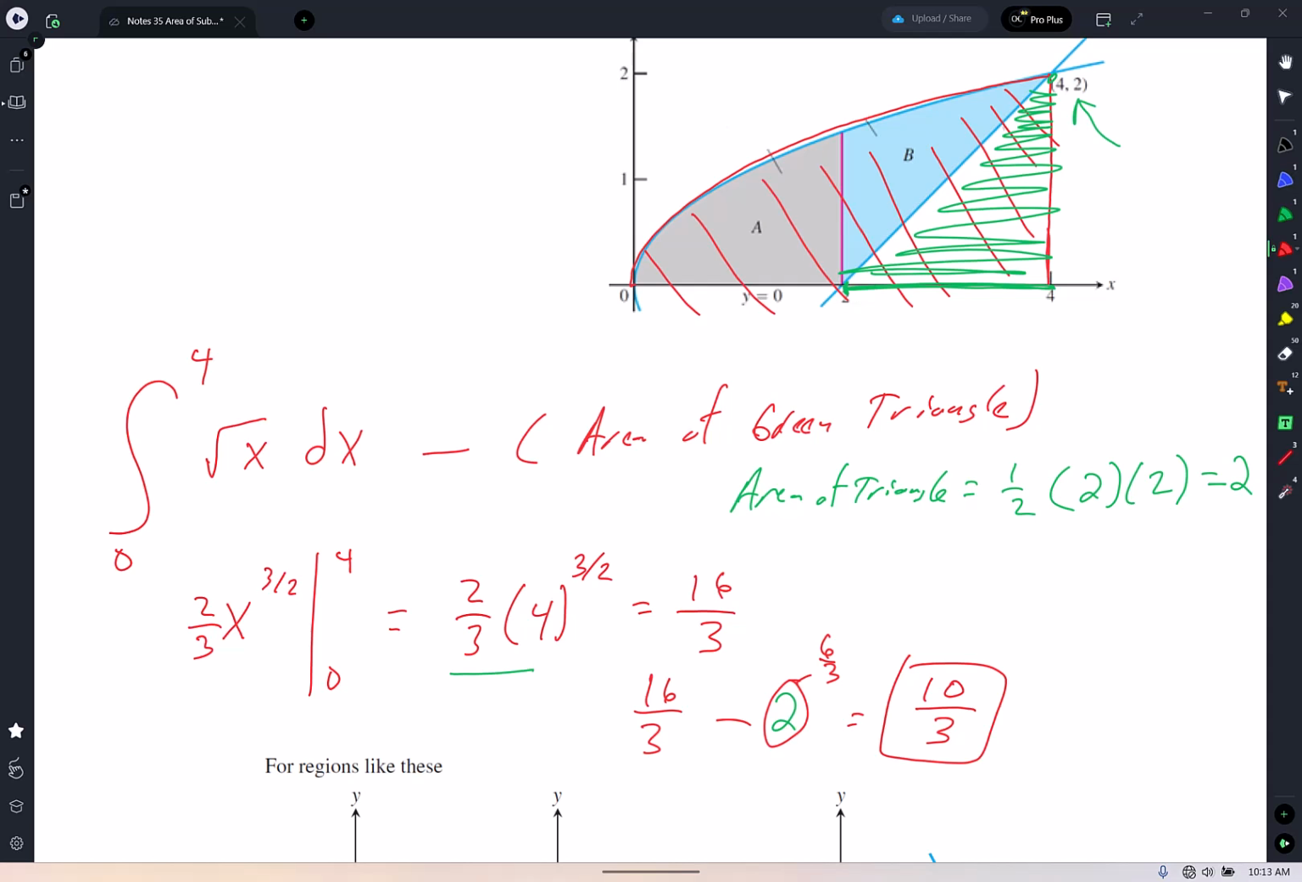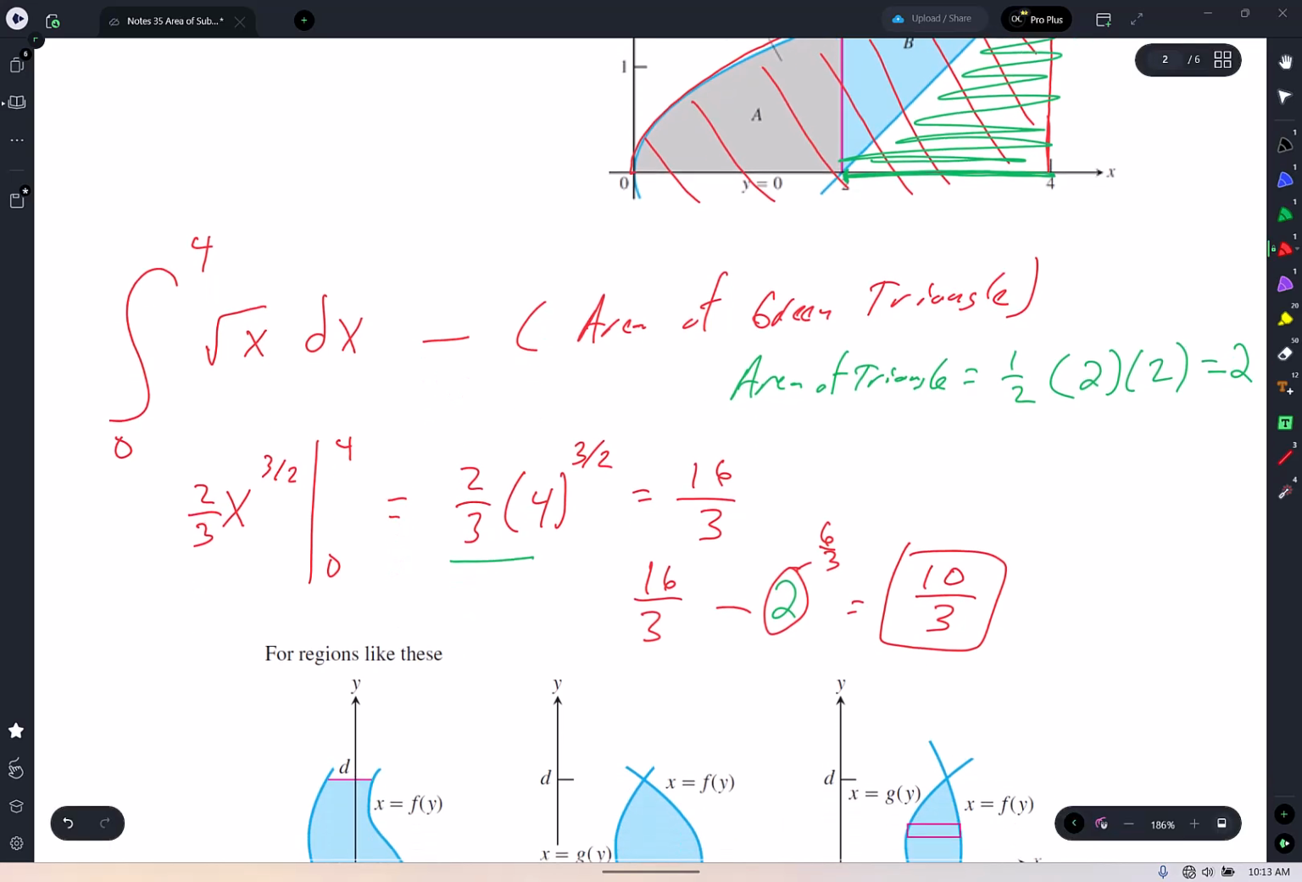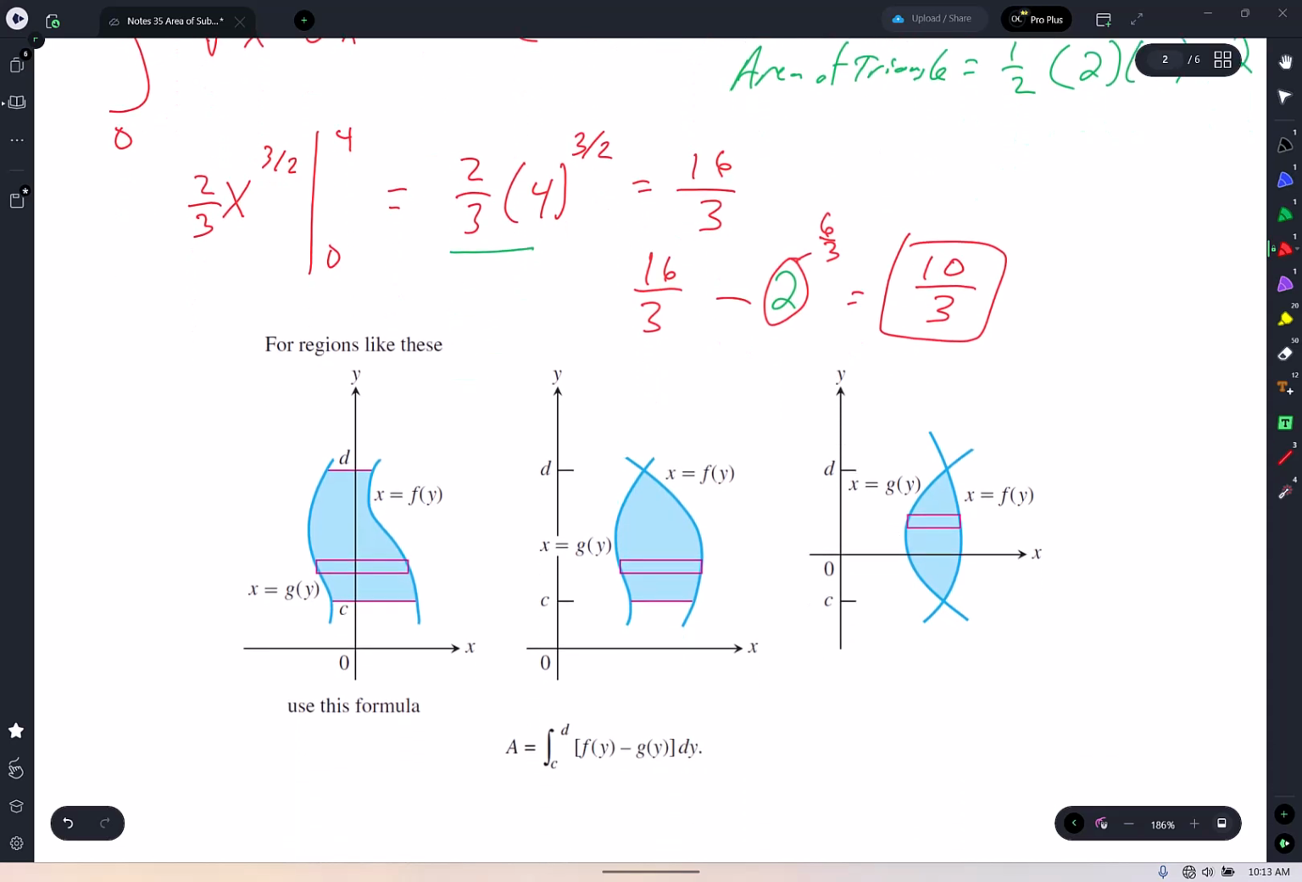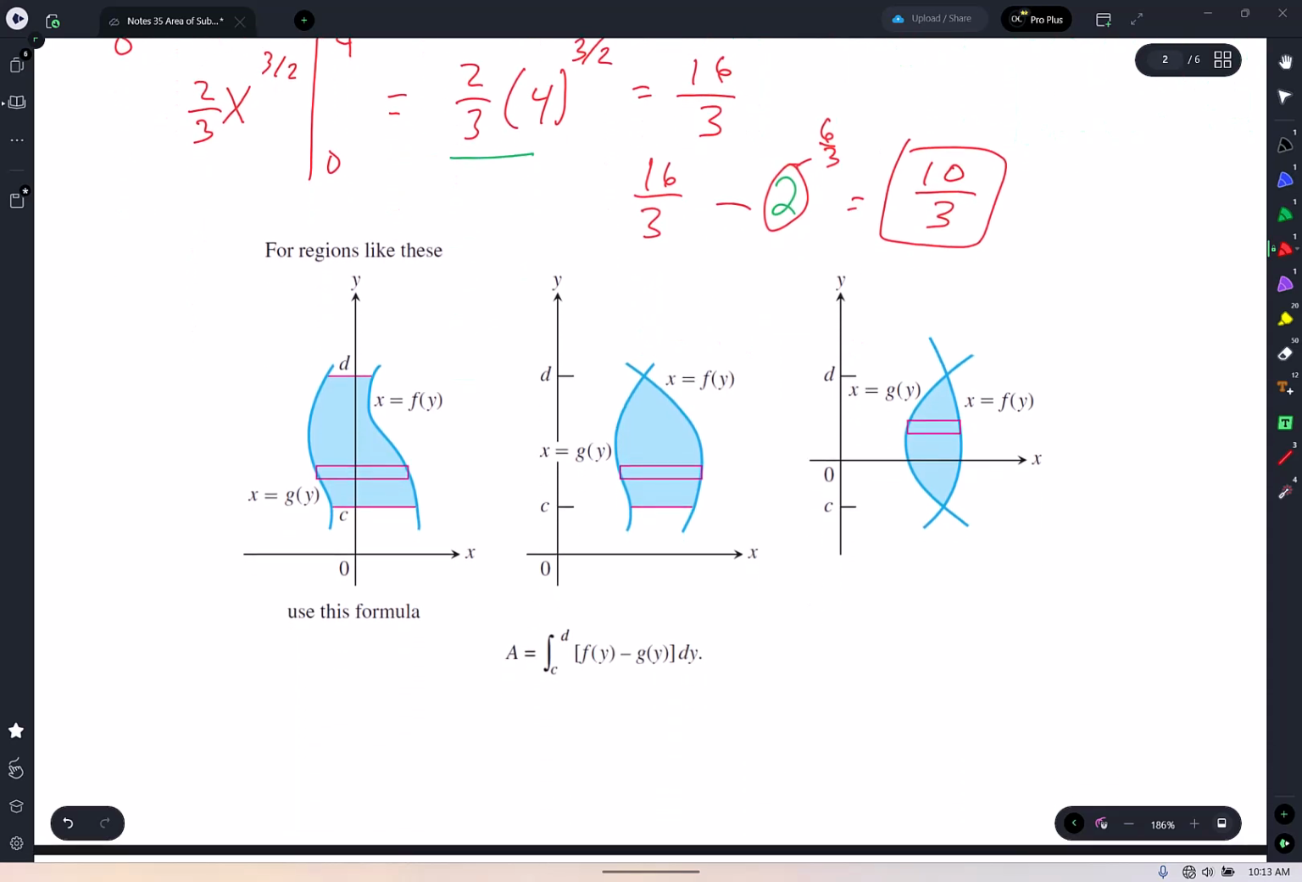I thought that was a lot easier. Did you guys think that was a lot easier? Yeah. All right. Don't worry, we're going to come back to it one more time. Oh, look, guys, we're doing Riemann sums again.